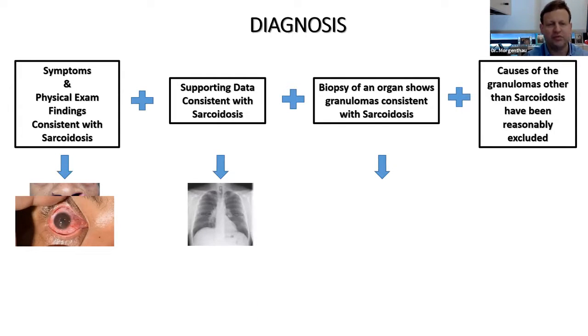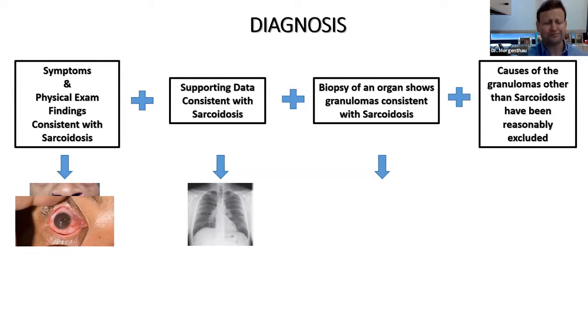In addition to having symptoms and physical exam findings that are consistent with sarcoidosis, you need to have supporting data that is consistent with sarcoidosis. And supporting data can come in all different forms. Classically, it comes in the form of an X-ray. If you guys can see this picture here, this is what we call a stage 1 X-ray, patient with bilateral hilar adenopathy, which basically means that the lymph nodes in the chest are swollen, and you can see the arrows pointing to those swollen lymph nodes. This is very characteristic of sarcoidosis, and when you see this, it supports the diagnosis.